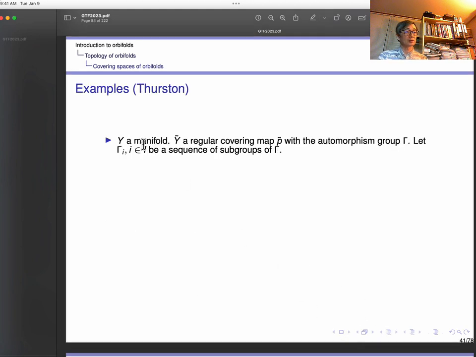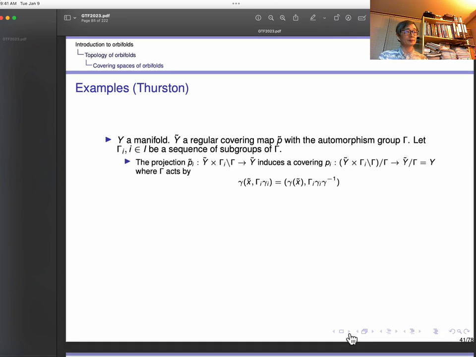So as an example, we can see that of a fiber product. Let me give you this example. Let Y be a manifold and Y tilde be a regular covering with automorphism group gamma. Let's say it's a free action. Gamma i is a sequence of subgroups of gamma. Then let's look at the projection from Y tilde times gamma i gamma. This is a right coset of gamma i to Y tilde. This is just the projection. This part is just a discrete set. If you quotient by gamma with the right action, this will give you another right action on Y tilde. So this is Y. This will give you a covering map.